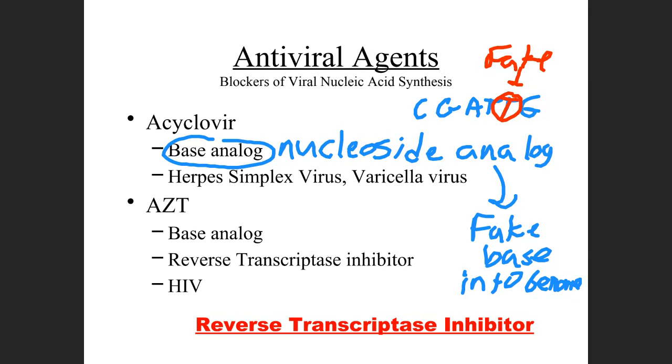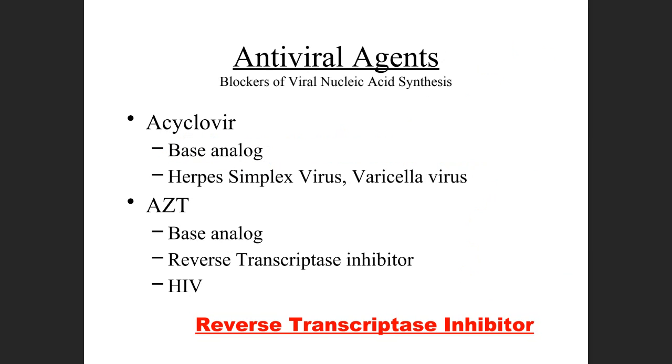When the virus moves to make copies of this, it'll hit this fake thymine and stop. It won't go any further than that, and so you inhibit the replication. Essentially, these antiviral agents are mutating the genetic material of the virus, preventing its replication. That's what a base analog or a nucleoside analog does.